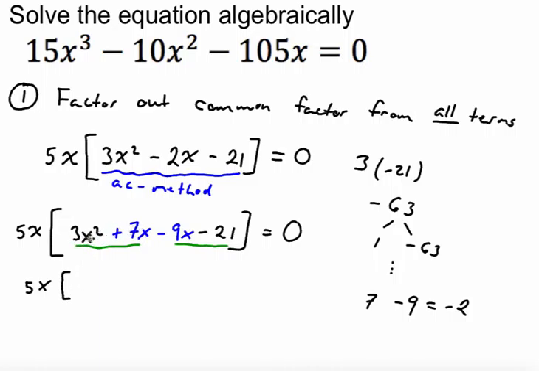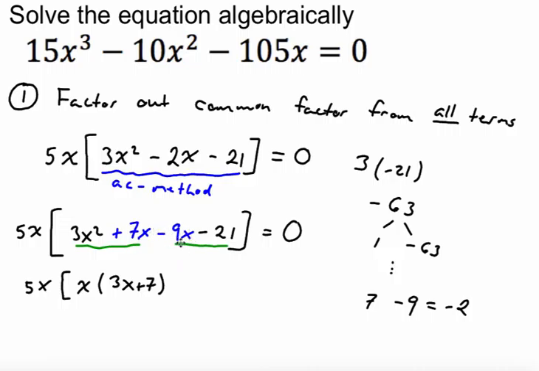And what does 3x squared and 7x have in common? Well, 3 and 7 are both prime numbers, so I'm not going to find a common factor there. But they both have an x in common, so I can at the very least factor out an x. So this is going to just be a 3x plus 7.